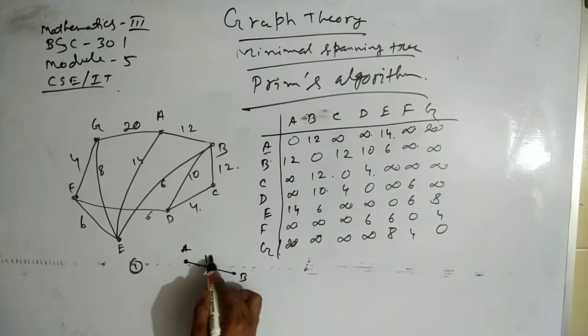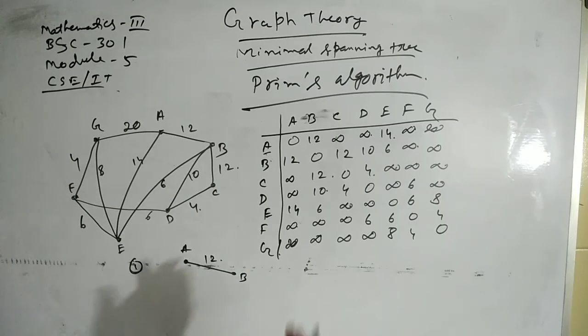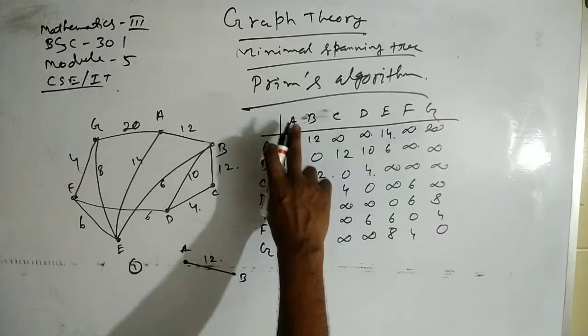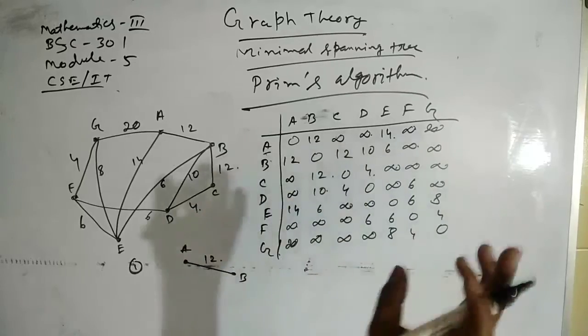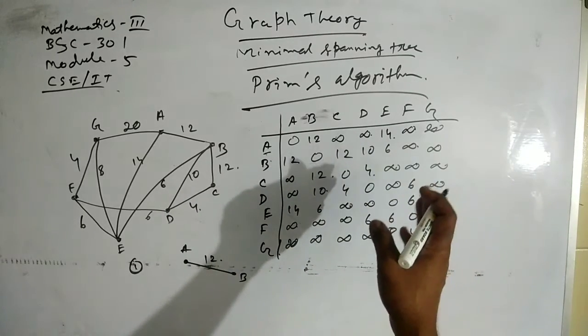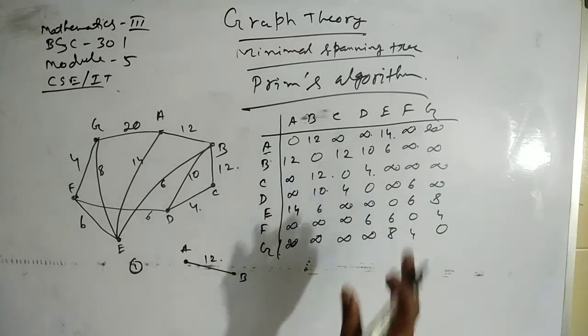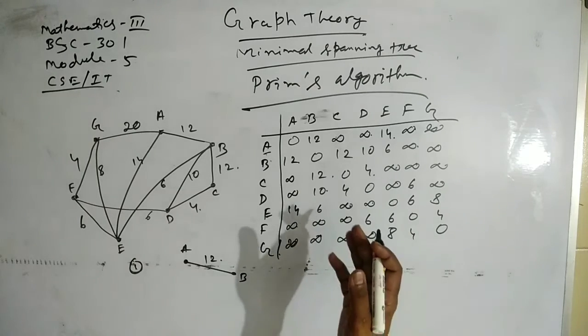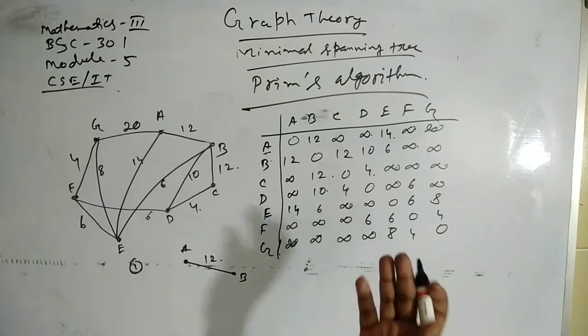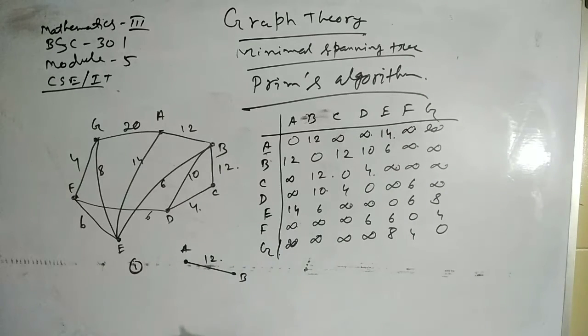AB 12. Before that you have to count the number of vertices. 1 2 3 4 5 6 7 vertices. So in our required spanning tree there will be 6 edges, because we know that in a tree with n vertices the number of edges is n minus 1. So you have to continue this process until you get 6 edges.